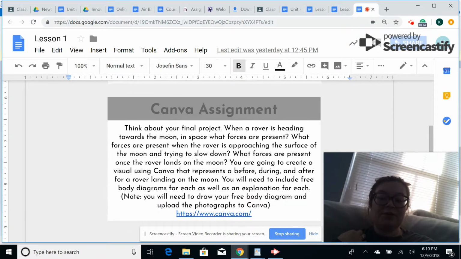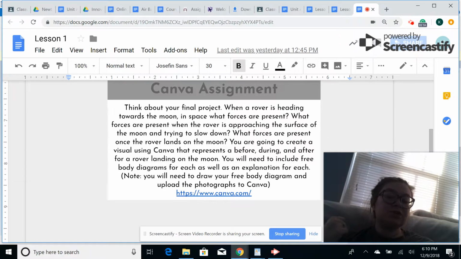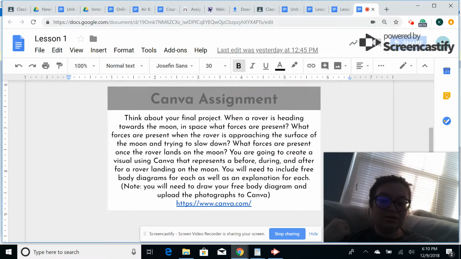And then they're going to Canva and they are going to think about their final project again. They're starting to consider the forces that are present for that final project. So they're going to do a before, during, and after of what the forces look like. So before the rover is landing on the moon, during, so when the rover is landing on the moon, and after the rover lands on the moon, what all forces are present. They're going to put it in a Canva, and they're going to upload that.